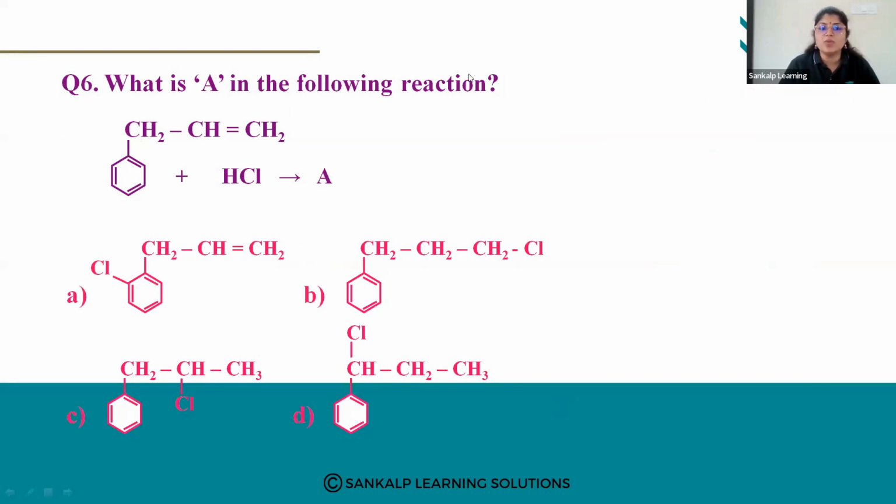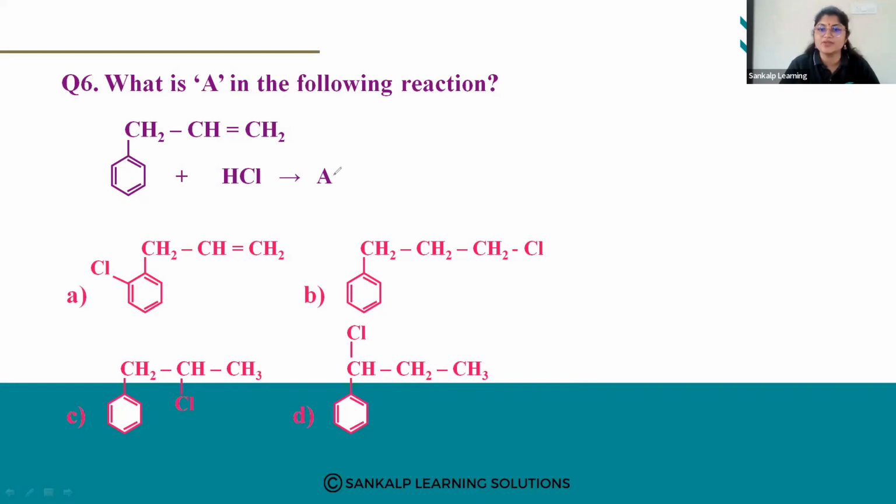So next question, what is A in the following reaction? Okay, so this is a reaction. What is given? This is an alkene. You can see this is an unsymmetrical alkene, and this is a hydrogen halide. Okay, what is obtained?